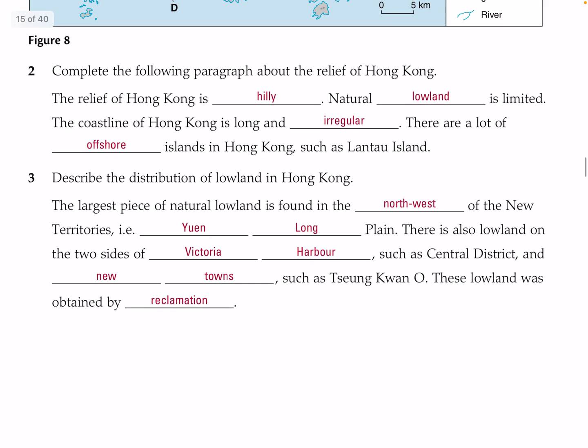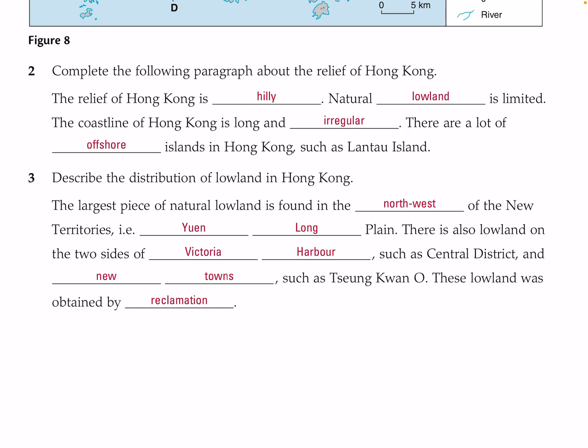Okay, and then so accordingly, in general, how do we describe the relief of Hong Kong? The relief of Hong Kong is generally hilly, and then lateral lowland is limited, and then the coastline of Hong Kong is long and irregular. There are a lot of offshore islands like Lantau Island.